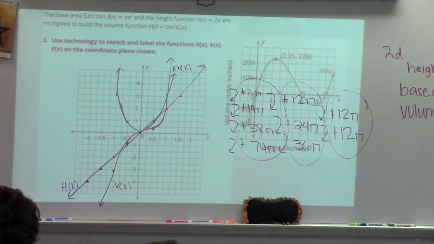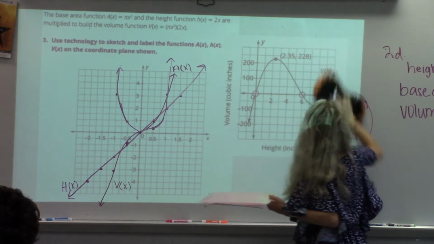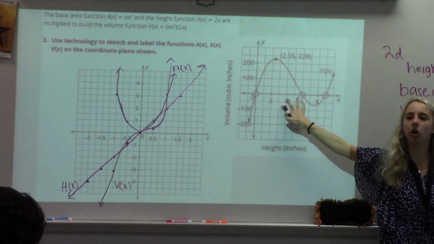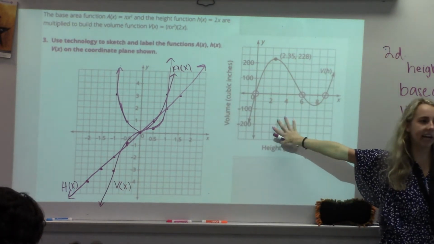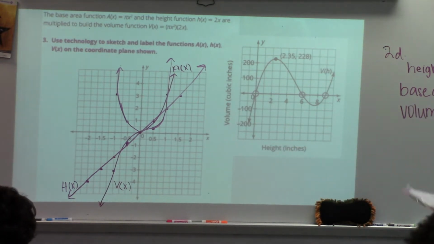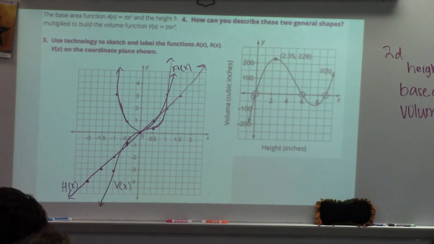So on your paper it'll say the 2 cubic functions you've sketched in this lesson represent 2 general shapes. So when it's talking about the 2 we've done, this is the first one we did. So this was the graph of the volume for the rectangular planars, right? So it's saying they're different, and then number 4 asks, how can you describe these 2 general shapes?